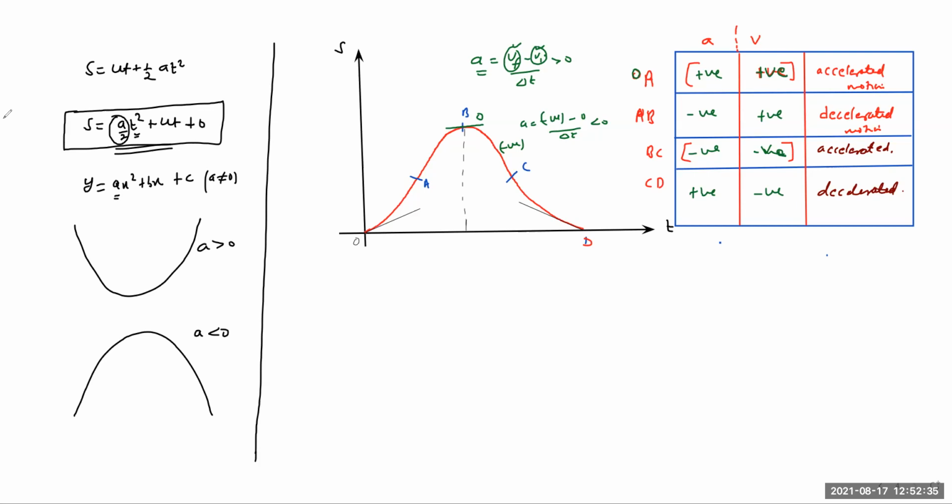Okay. Just one more time, sir. Tell me. So in the AB part, velocity is positive but acceleration is negative. I didn't hear because I got disconnected. Can you explain that?